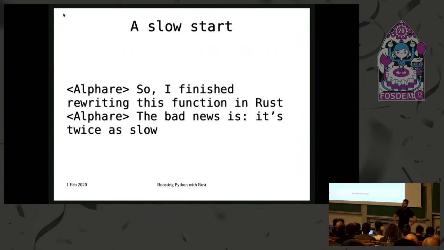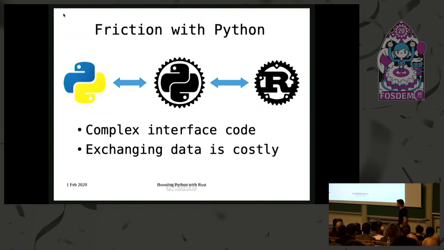The first non-trivial thing that I started writing was about twice as slow as the reference implementation, so that was not super cool. And the reason why is because of friction. When you're trying to piece two languages together, no matter the languages, except if it's like C and Rust, you basically always have issues at two levels. You have the developer level, with the complex interface code that you have to write that is basically completely orthogonal to what you're trying to solve.